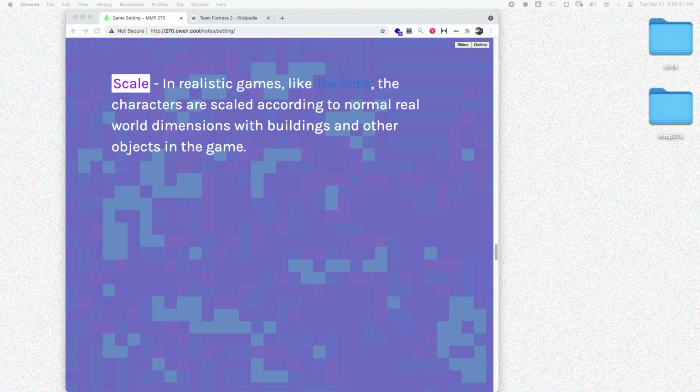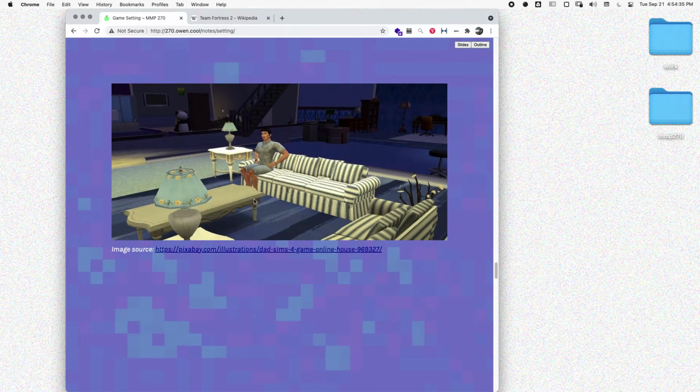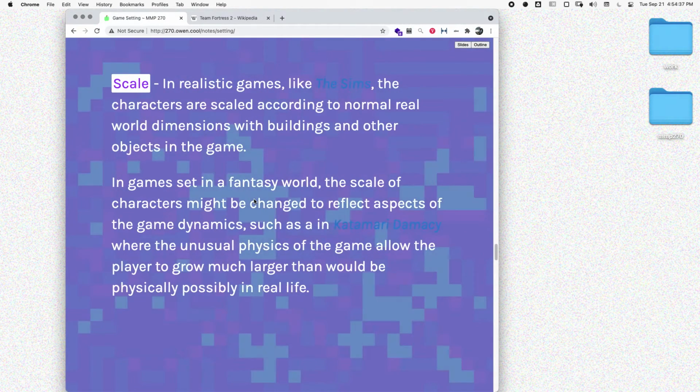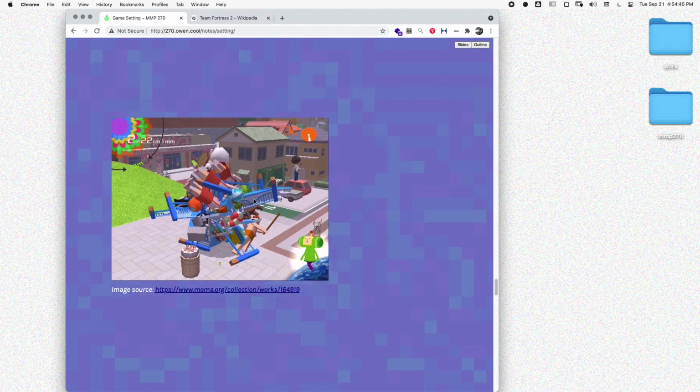So you're literally changing the scale of the objects in that game. So that's another thing to think about with setting. A good example for this is the game Katamari Damacy. I bet a lot of you have played that. It's kind of an older game, but you're probably familiar with it. Here we see The Sims, where everything is just realistic. Everything is set to the right scale.